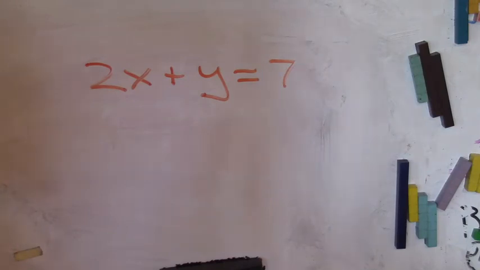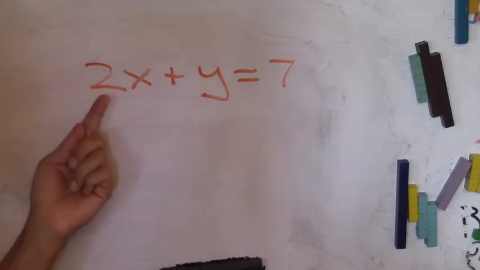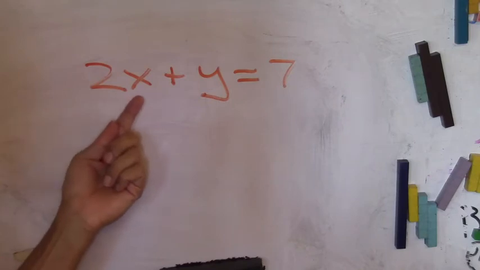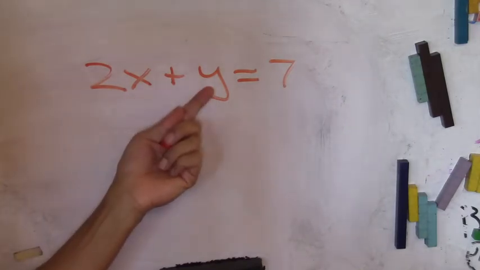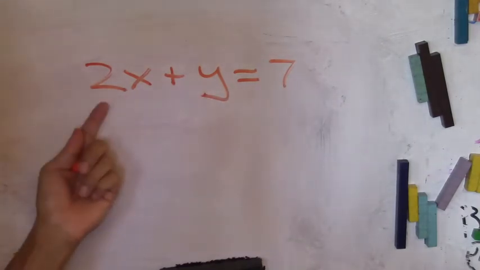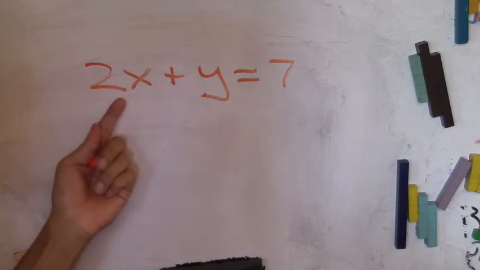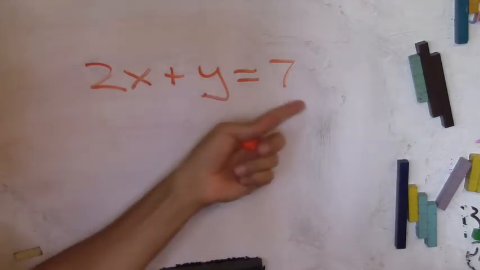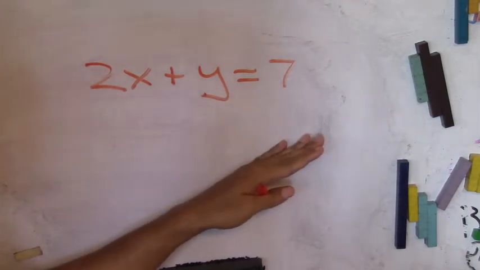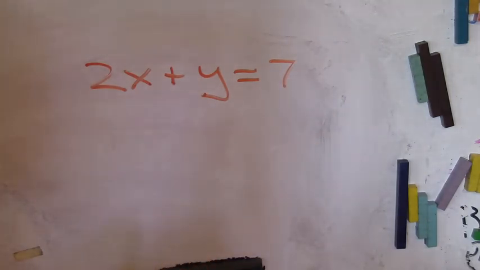Now, there's an infinite number of possibilities this could be. Think about it. This could be 2 times 4, and this y could be the same thing as -1. That would work. We could do all kinds of numbers that'll work, right? This could be 2 times 1 plus 5 is 7. There's an infinite number of possibilities. All right, so now we need more information.